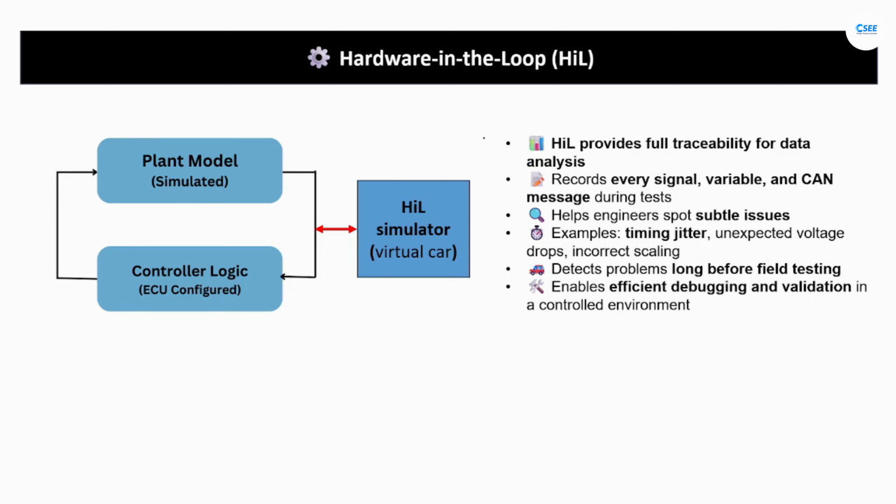When it comes to data analysis, HiL platforms provide full traceability. You can record every signal, variable, and CAN message during tests. This helps engineers identify subtle issues like timing jitter, unexpected voltage drops, or incorrect scaling long before field testing.